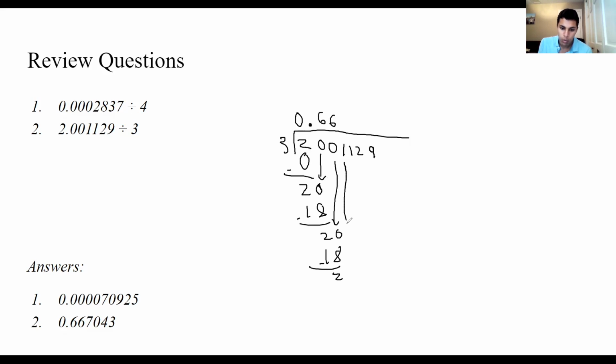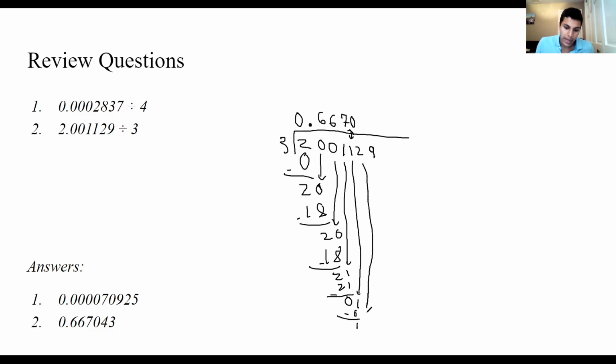Now let's bring down a 1. 3 goes into 21 7 times. So 7 times 3 is 21, and when we subtract that, we get 0. Now let's bring down another 1. Now 3 goes into just 1 0 times, so we can write a 0 in our answer above the 1. I'm getting a little bit off to the side here, but I want to make sure it's right above the number we just divided to keep things organized. 0 times 3 is 0, and when we subtract, we end up with 1.